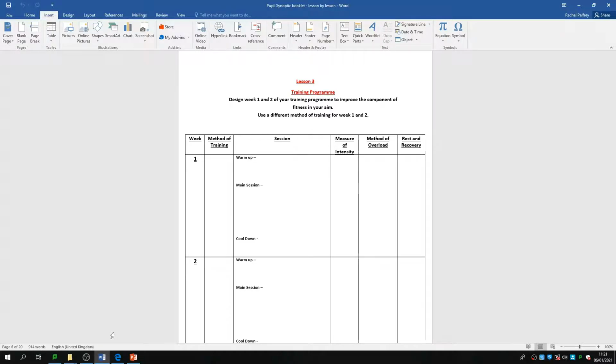Your main session is dependent on what method of training you are doing. If it's circuits, you need to write down every single activity you're doing at each station. Circuits have to be a minimum of 6 to 10 stations, so you might want to start at 6 and then gradually increase those as you go through your sessions. Your main session is the bulk of your training session, so that needs to be around 30 minutes long. So what could you do for 30 minutes to fill up your session?